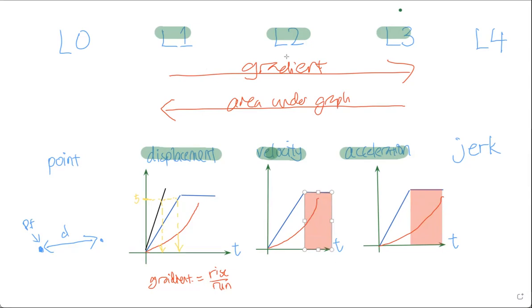As you find the gradient, your level goes up. As you find the area under the graph, your level goes down. So this is what I want you to remember. Okay, so far?